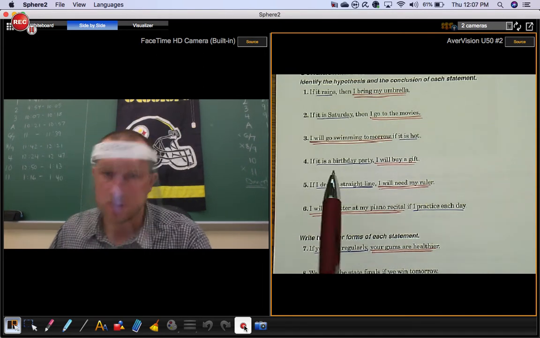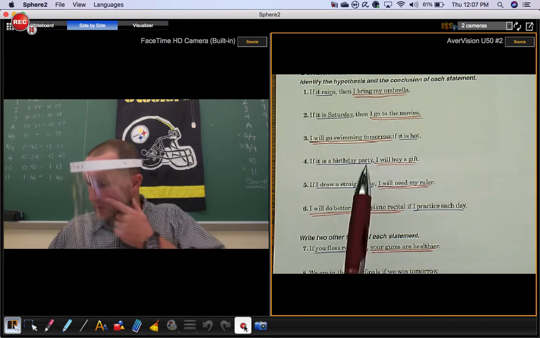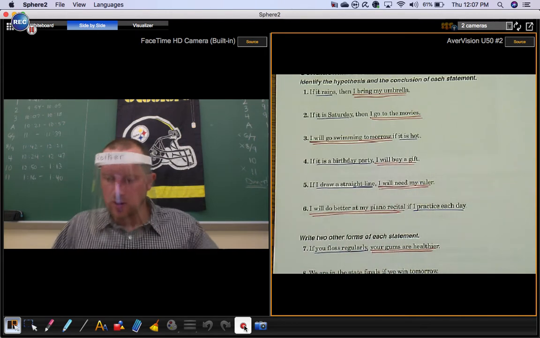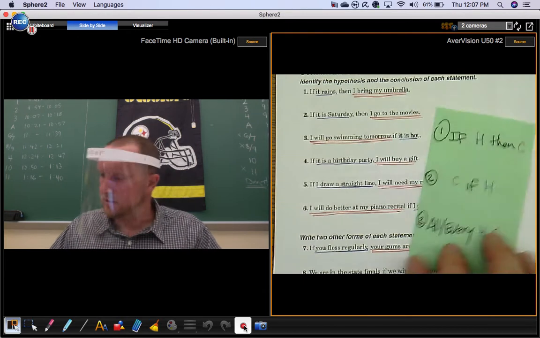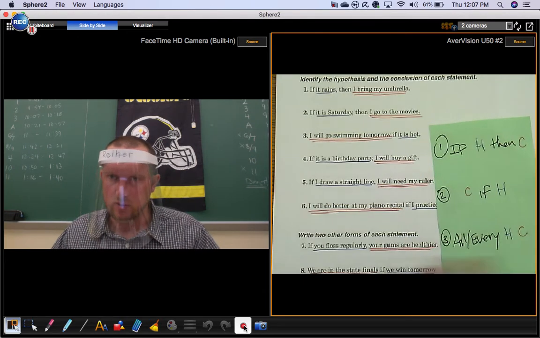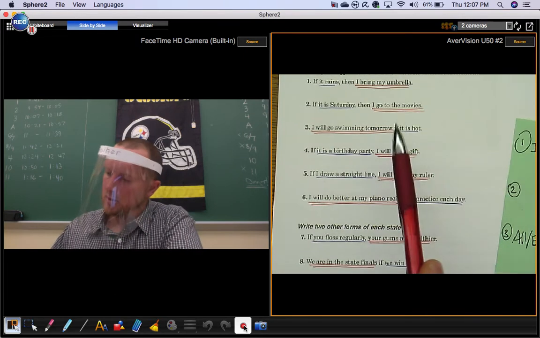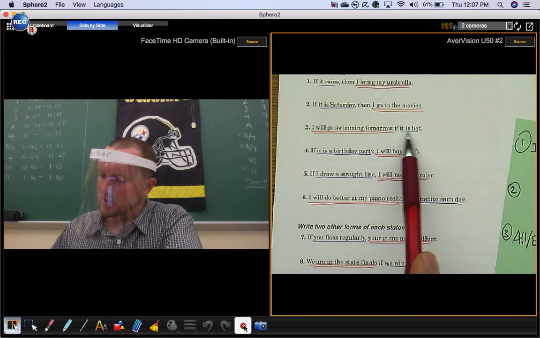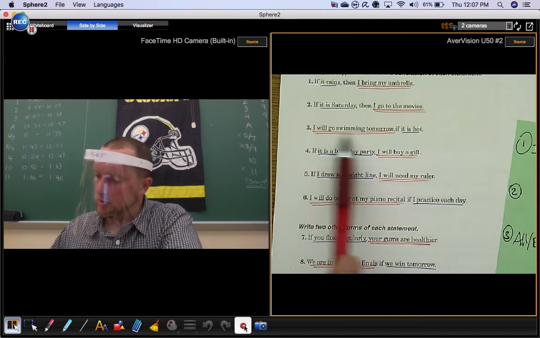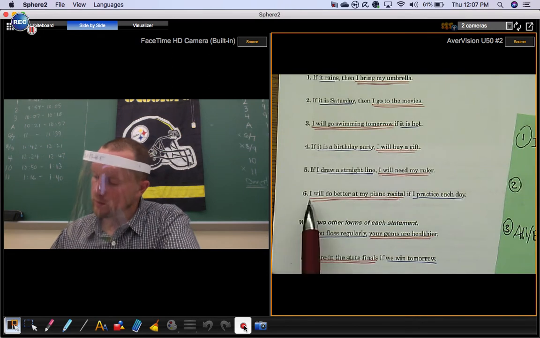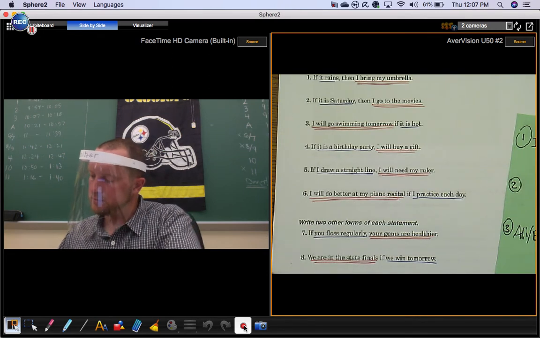Okay, a couple ones that I do want to point out would be number 3. Notice how the word if is in the middle. That's okay. If is allowed to be in the middle if you remember. That's like your number 2 from the template. So your hypothesis still comes after if. Your conclusion is over here. Number 6 is like that as well.